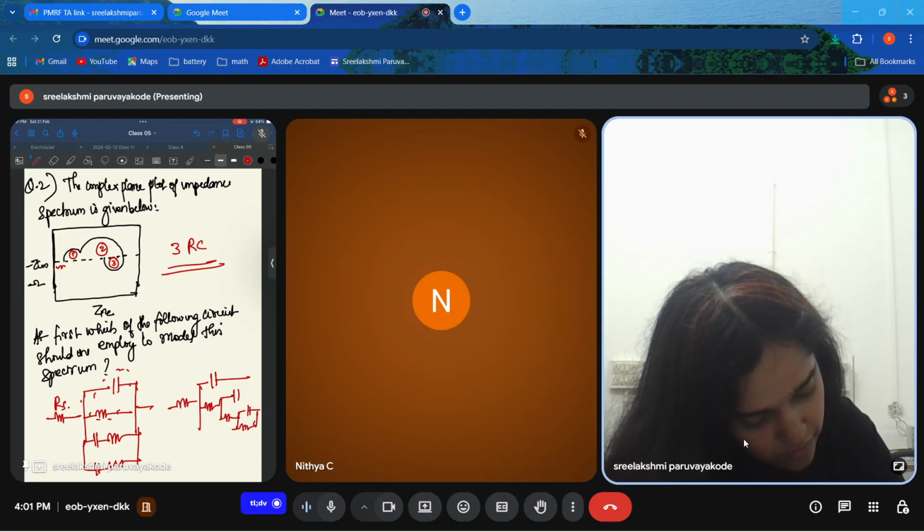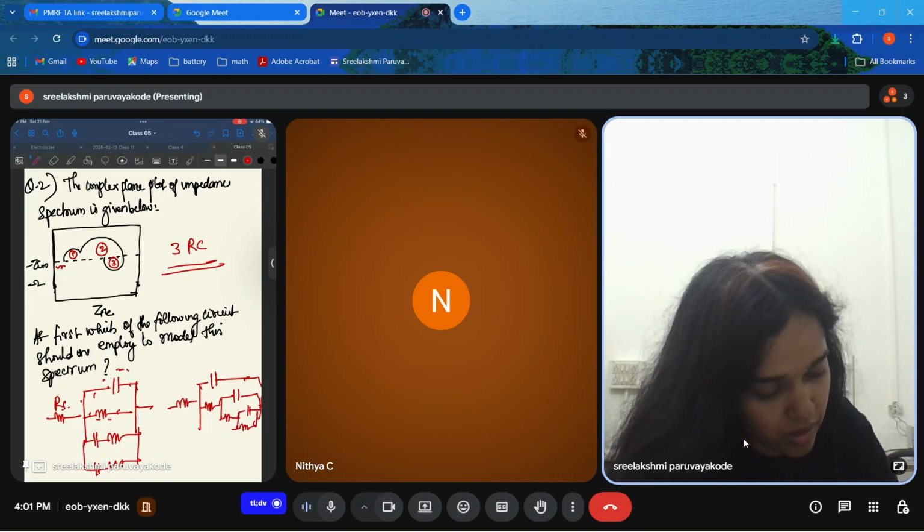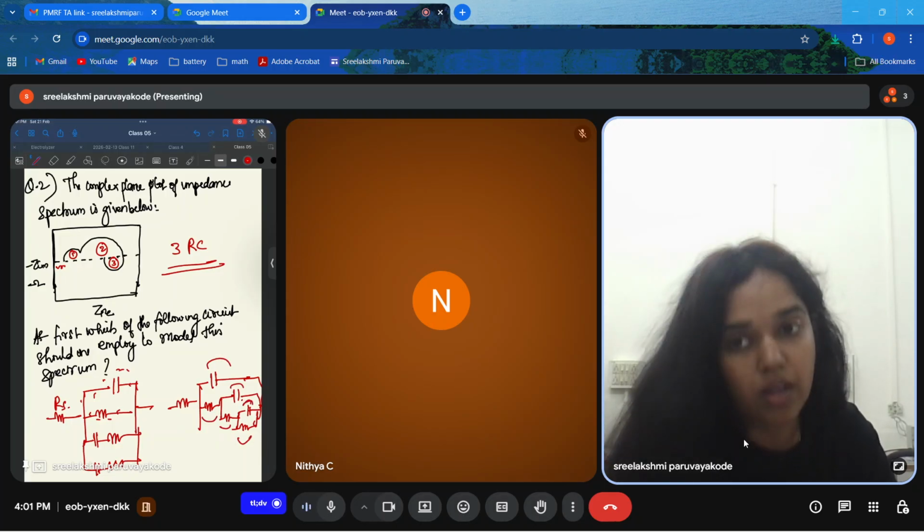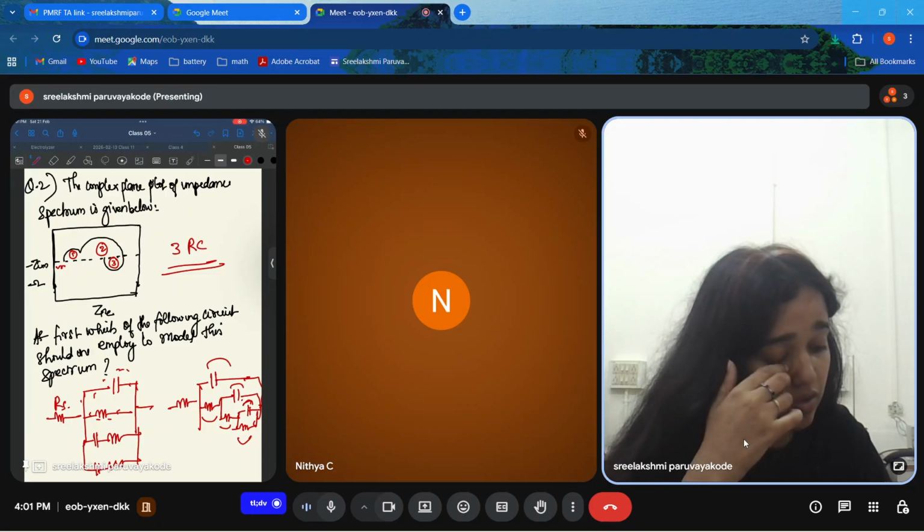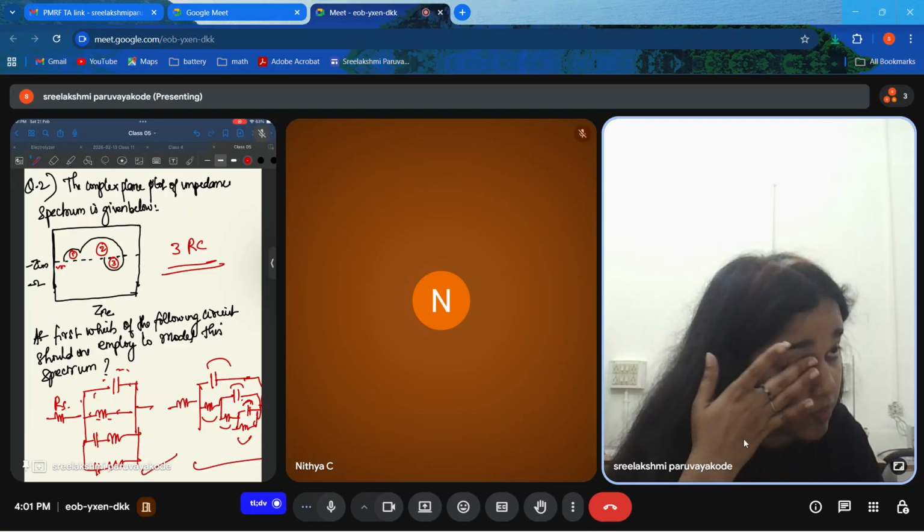Here also you have three pairs. This is the first pair. This is the next pair. This is the next pair. So three pairs of RC are there. You can either go with this one or this one.